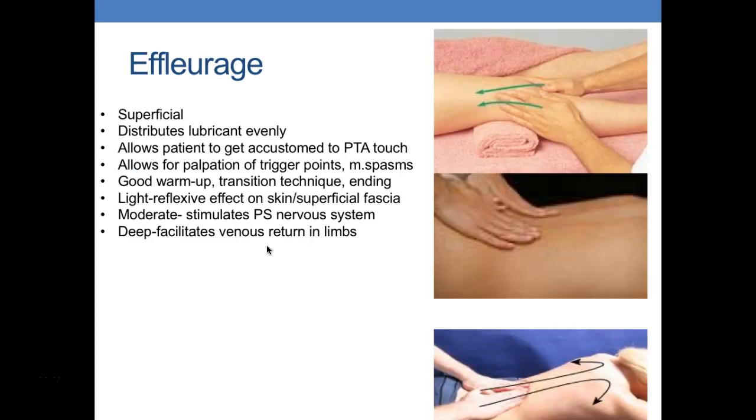So here's your effleurage. You can see they're going and they're feeling, they're just assessing the tissue. They're distributing the lubricant that they're using, so it's there all over the area that they're assessing. The patient gets used to your touch. You can palpate for those trigger points and muscle spasms so that you can then use your petrissage, which will be the next technique we talk to go a little deeper and try and clear that spot.